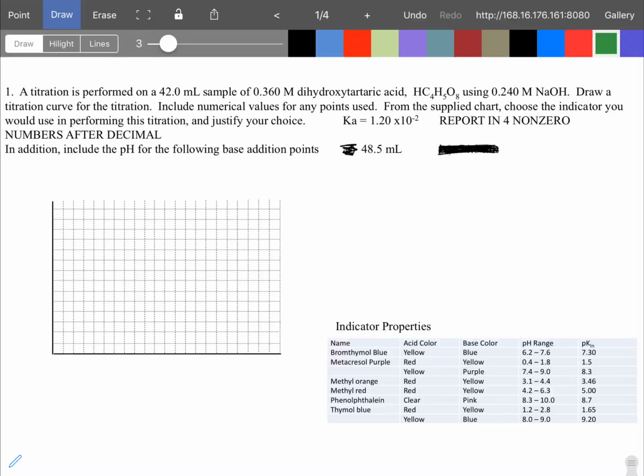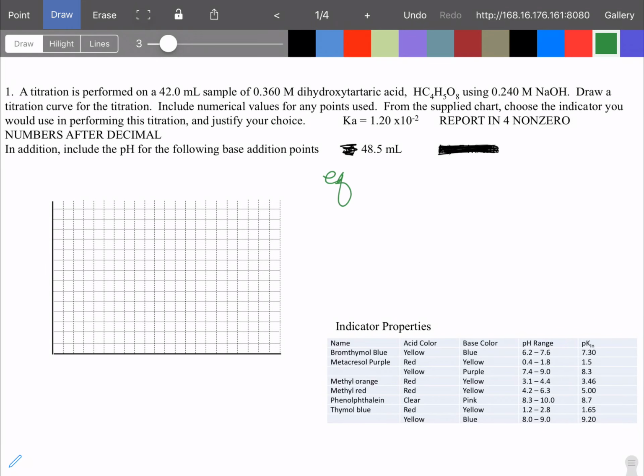All right, on this problem, we're going to work another titration. Now, this is going to take several pages of work, and it may take a whole lot of time. So, if I'm limited on the videos, I may have to split this into two, but this will definitely be part one.